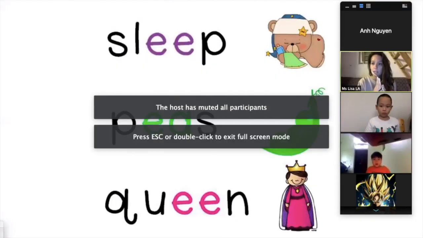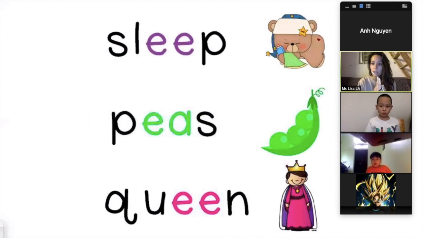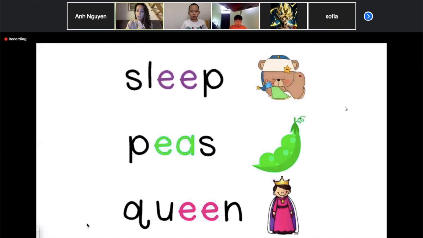Can anyone tell me a sound that they hear in all three of these words? Sleep, peas, and queen. Does anyone hear a sound that's the same in all three of these words? David, can you tell me? E. It sounds E. Yes, the E sound. Is that our long E sound or our short E sound? Long E, very good.